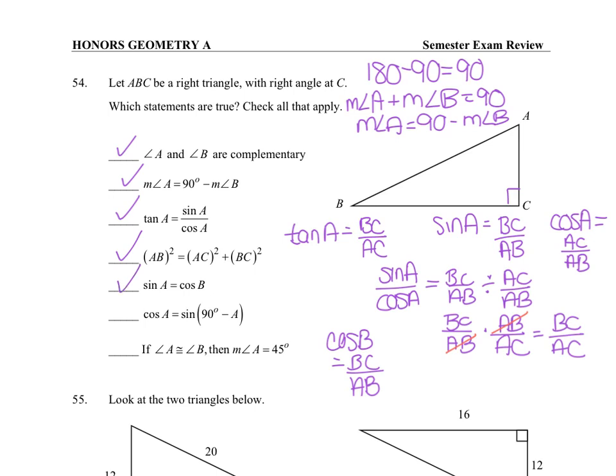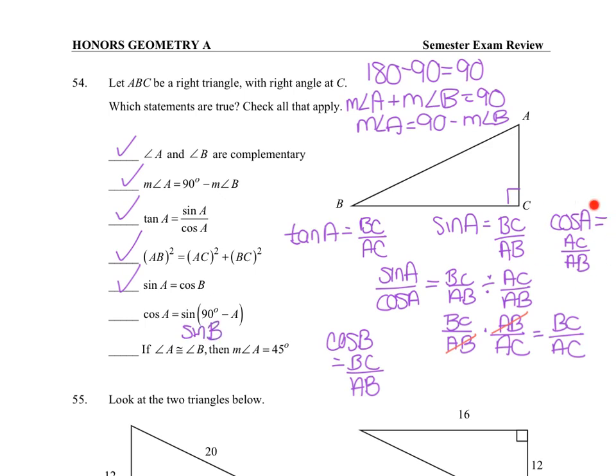The next one is cosine of A equals sine of 90 degrees minus A. First of all, if we know that these two angles are complementary, we know that they add up to 90 degrees. So if I take 90 and subtract angle A, I'm going to get the measure of angle B. It's kind of this, but solving for B instead of A. So I know that this is going to be sine of angle B.